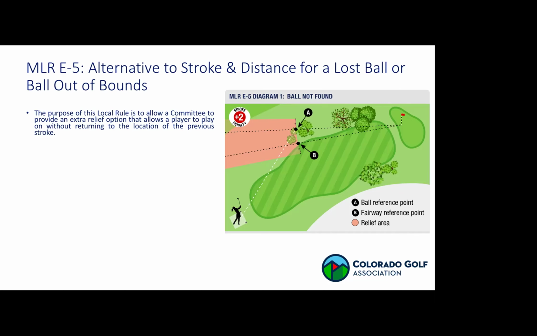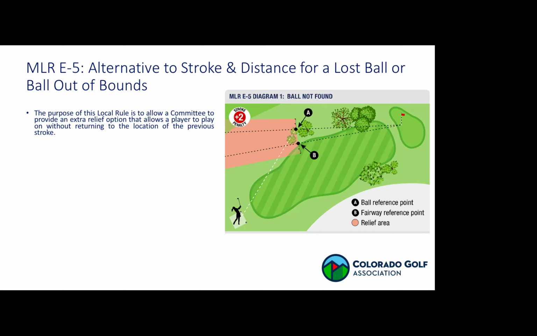Obviously, normally they only have stroke and distance, but we've introduced this local rule to alleviate this scenario where you get up there and you haven't played an original ball, and pace of play is a huge thing. We're trying to speed up the game as much as we can. So this local rule gives you the option to take relief up there already instead of going back and having to take stroke and distance.